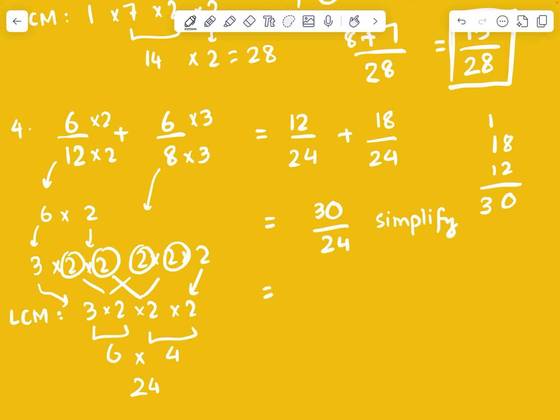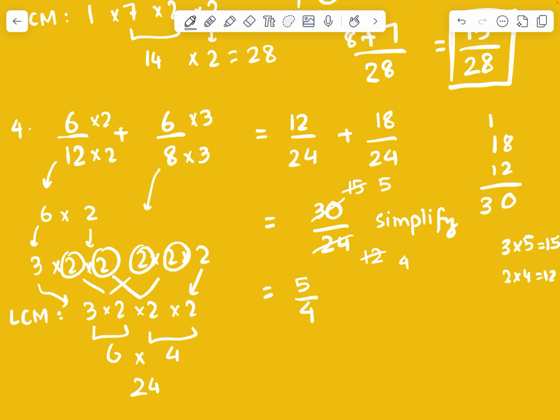Well, 2 times 15 gives me 30, and 2 times 12 gives me 24. Can you simplify more than that? Yes. 3 times 5 gives you 15, and 3 times 4 gives you 12. So that's 5 over 4.